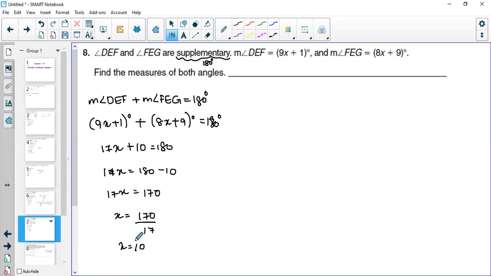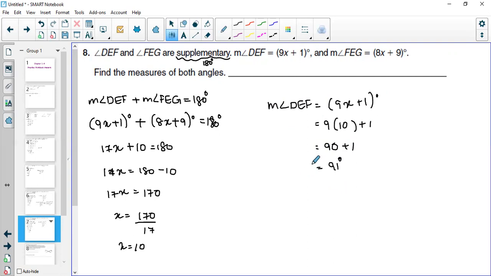Now that we have found the value of x, we are almost done with the question. We have almost finished half of the question. In fact, finding x is half of the question. So let's substitute the value of x in place of the value of these angles to find the value of the angles. So this is going to be 9x plus 1. This is going to be 9 multiplied by 10 plus 1. So that's going to be 90 plus 1, which is going to give us a 91 degree. Okay, so angle DEF is 91 degrees.